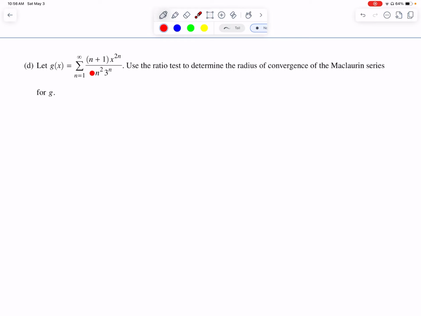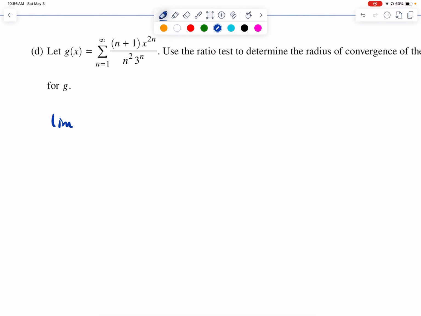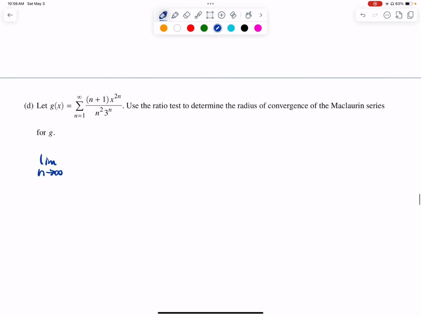Let g of x equal, they give us another little series here. They tell us to use the ratio test to determine the radius of convergence of g of x. Okay, this Maclaurin series. All right, so we are forced to use the ratio test. Luckily, the ratio test is super easy to use, and it just goes like this. We take a limit as n goes to infinity.